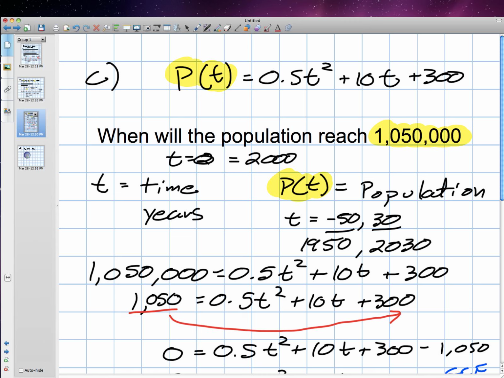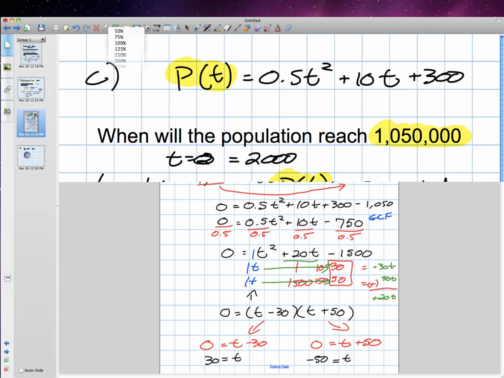Now, we said this was a growing population, which means 1950 wouldn't make any sense. So in the year 2030, that's when the population will equal 1,050,000.